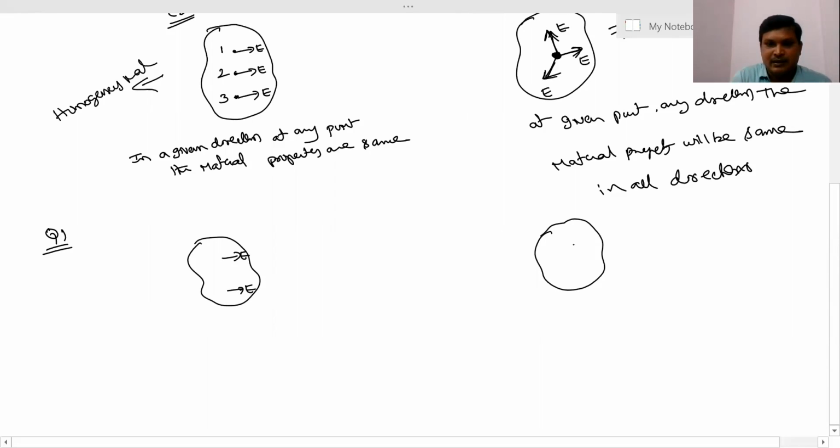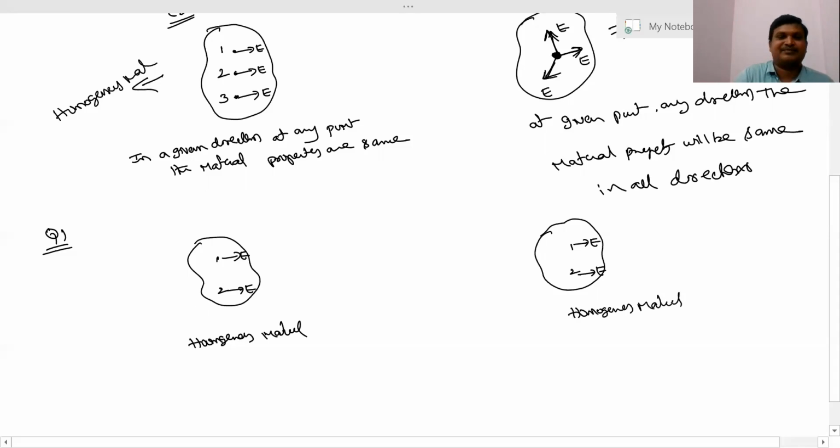Again, same case: this is point 1, this is point 2, at material property. So what is this case? Homogeneous material says that in a given direction, at point 1 and at point 2, the right side direction material property is Z, and point 2 also has the same material property Z in the given direction. So that we call a homogeneous material. Here also at point 1 the material property E is in the right side direction, and point 2 also has the material property in the right side direction. So this is also homogeneous material.